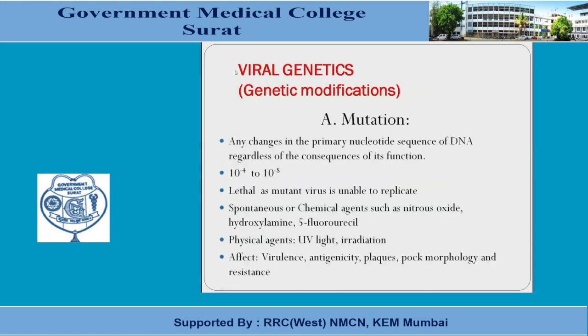Now viral genetics: genetic modifications can occur, one example of which is mutation. So any change in the primary nucleotide sequence of the DNA, regardless of the consequences for its function. The rate is 10 raised to -4 to 10 raised to -8. A lethal mutant virus is unable to replicate. Spontaneous mutations or chemical agents such as nitrous oxide, hydroxylamine, and 5-fluorouracil can be used. Physical agents like UV light and irradiation affect virulence, antigenicity, plaque morphology, and resistance after the mutations.